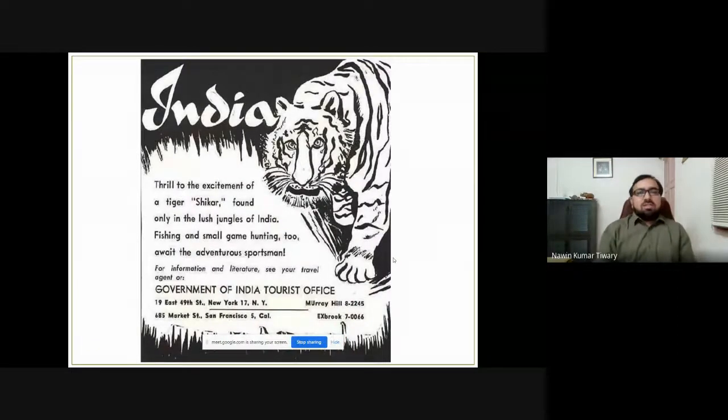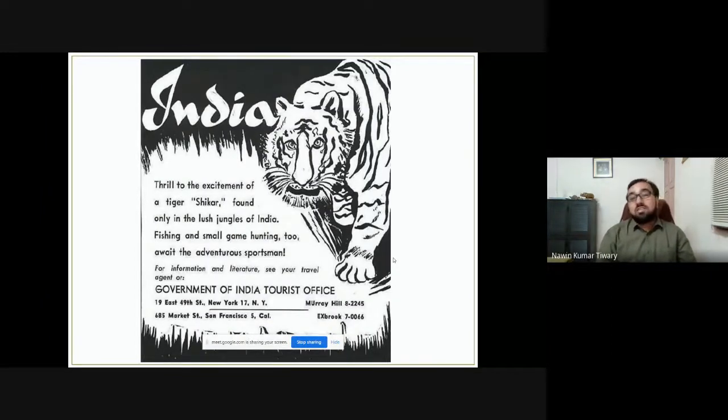This one is the most interesting image, and perhaps will give you a good amount of laugh. I would like all of you to read the text in this image. I'll also read it for you. The thrill and the excitement of a tiger shikar, found only in the lush jungles of India. Fishing and small game hunting too awaits the adventurous sportsman.